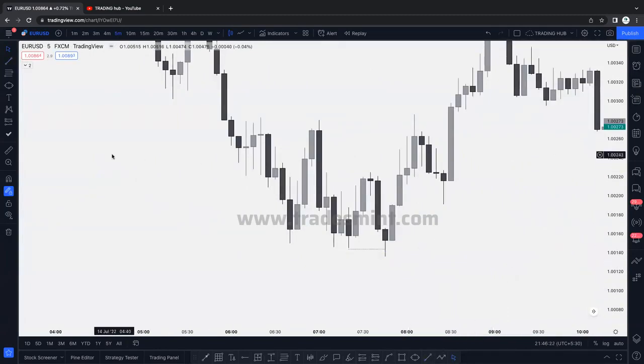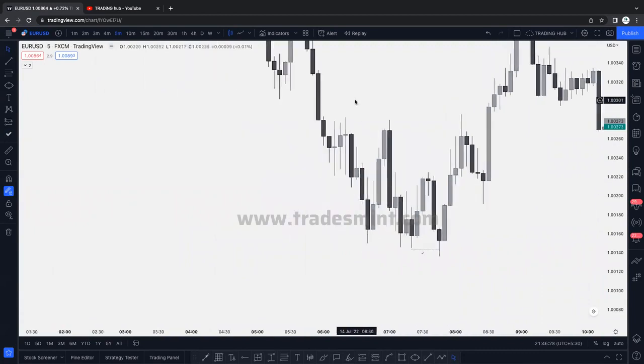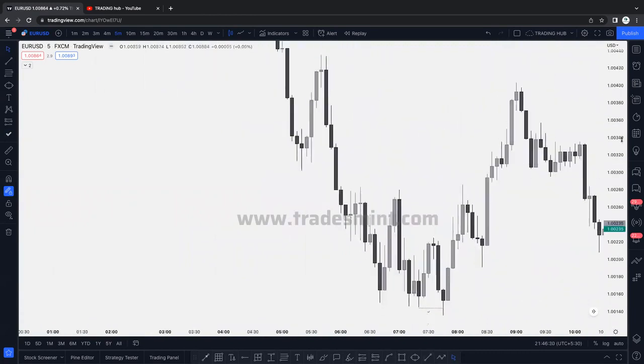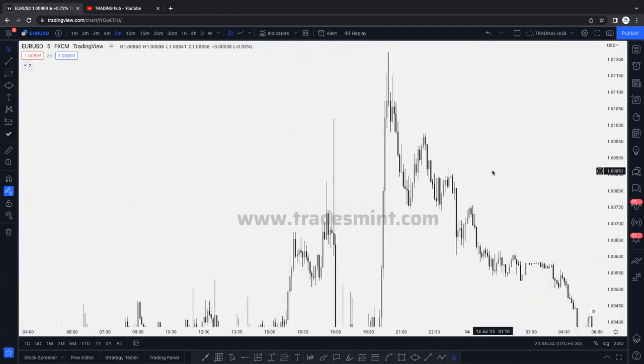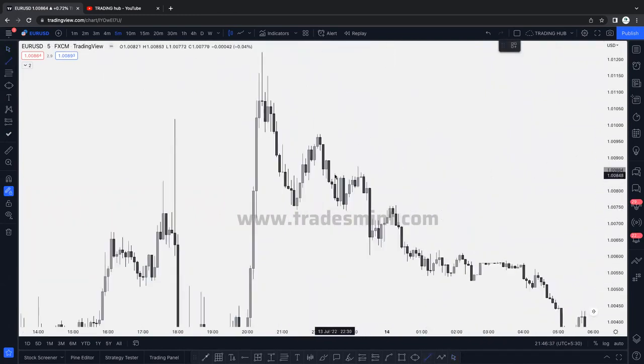Market took out this low and closed above it. So this one is also a liquidity sweep, correct? Yes sir. And this one is also a liquidity sweep. Okay, so this is a liquidity sweep. So if anybody wants to ask any more questions, you can ask me.